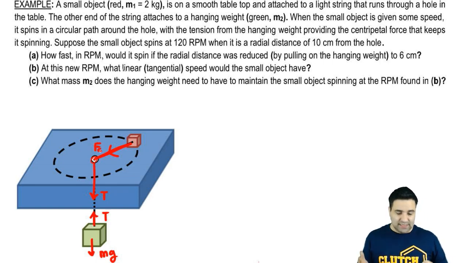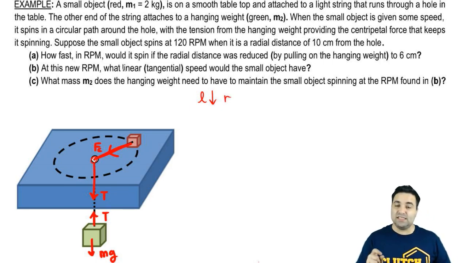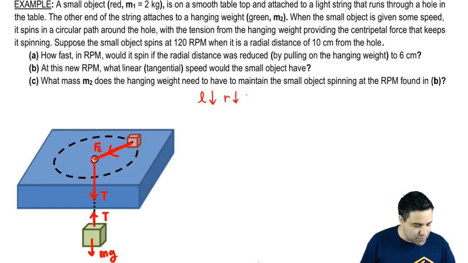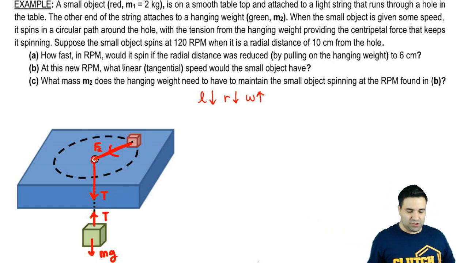Okay, so that's the standard setup, and basically what's going to happen in these problems is the length of the cable will get reduced, which means the r, the distance of rotation around the central axis, will get reduced, which means the omega will go up. The object will spin faster and faster. So let's check this out.